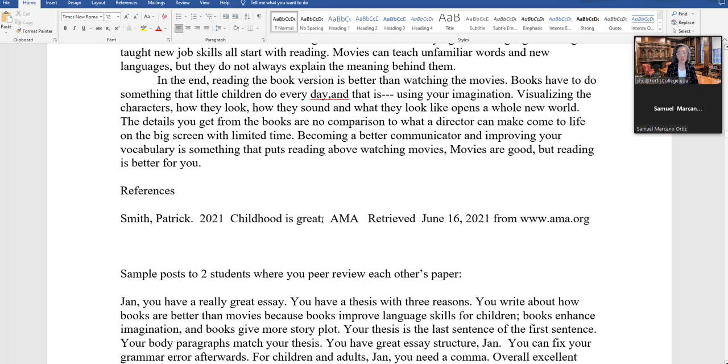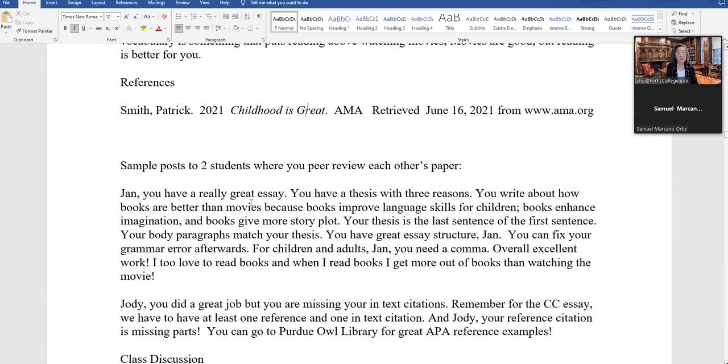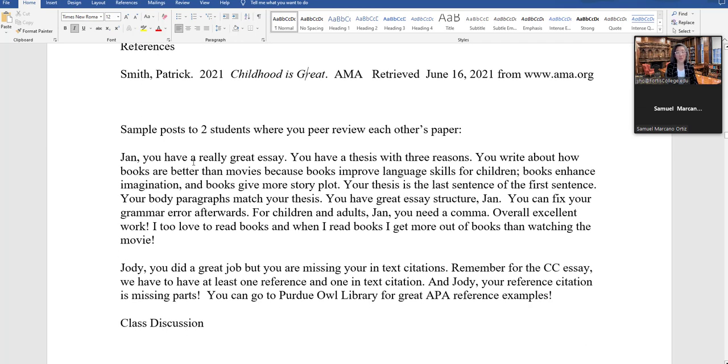Childhood is great. This should be italicized, and then childhood is great, great should be capitalized. Basically, well, anyway, this was basically someone's draft. And then when you post your peer review, you would give actionable feedback. When you sample post it to students, you would say, oh, Jan, you have a thesis with 3 reasons.